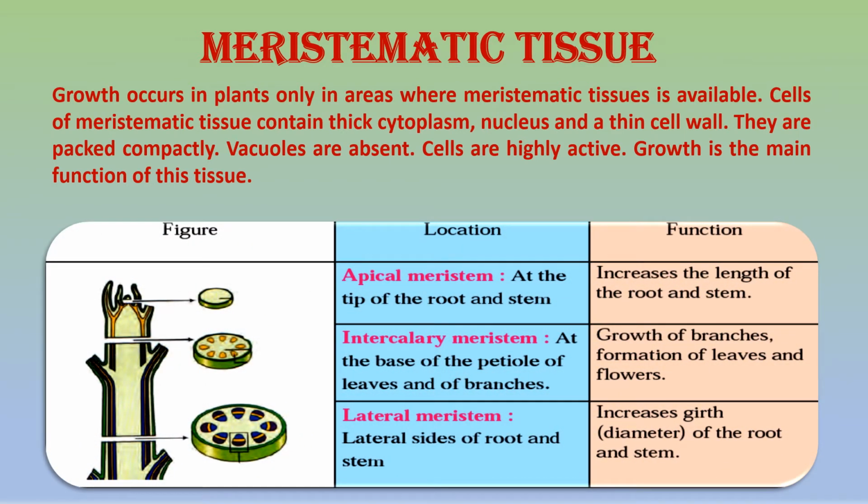Meristematic tissue is of three types depending on their location in the plant. The first one is apical meristem, present at the tip of the stem and the tip of the root, wherever growth takes place. Now this is present here because the function is to increase the length of the root and of the stem.